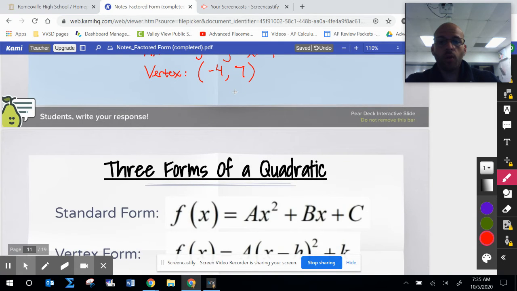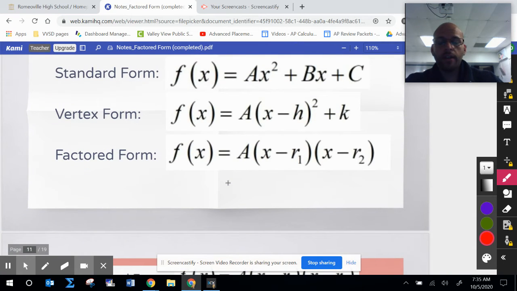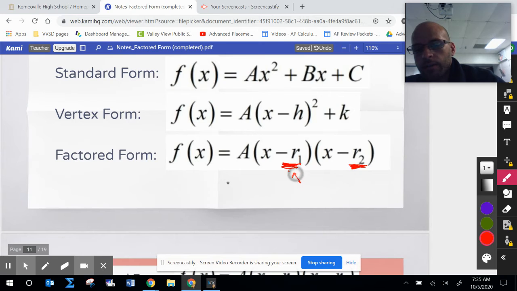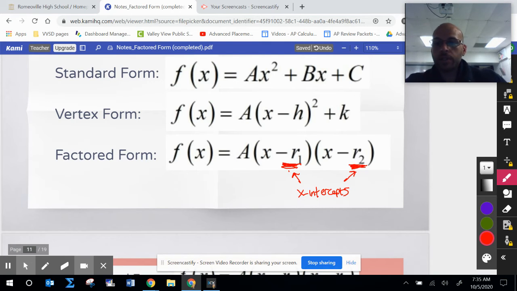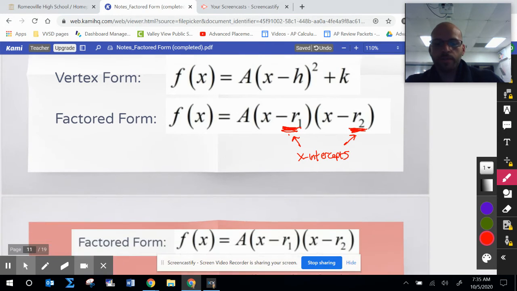All right, last form. This is the new one. Okay, factored form. All right, so in factored form, we have this R1 and R2. And ultimately, in that factored form, these values in here are going to be the x-intercepts. Okay, so that's really the only difference. Now, there are some different calculations that need to be made, but we will go through them step by step. Feel free to take notes, to pause. Again, new form, new notes.